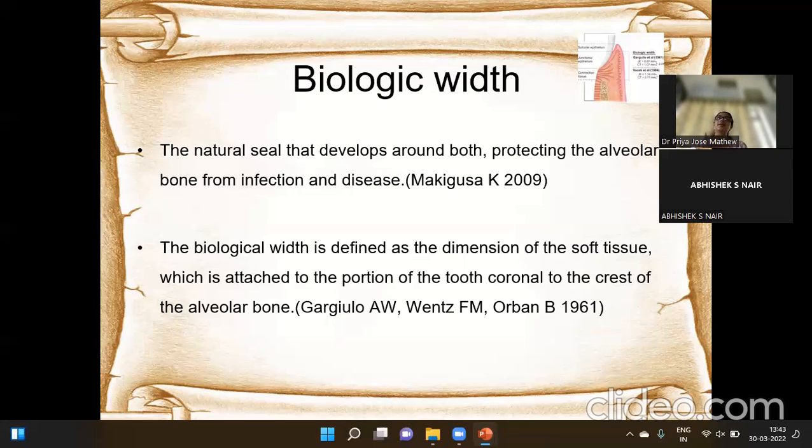Now, that is the initial stage. With time, it can proceed to gingivitis. Gingivitis may even progress to periodontitis, in which there can be weakening of the tooth structure itself. So, biological width is a natural seal that develops around the tooth, protecting the alveolar bone from infection and disease. Okay, so what is the definition of it? It is a dimension of soft tissues which are attached to the portion of the tooth coronal to the crest of the alveolar bone.